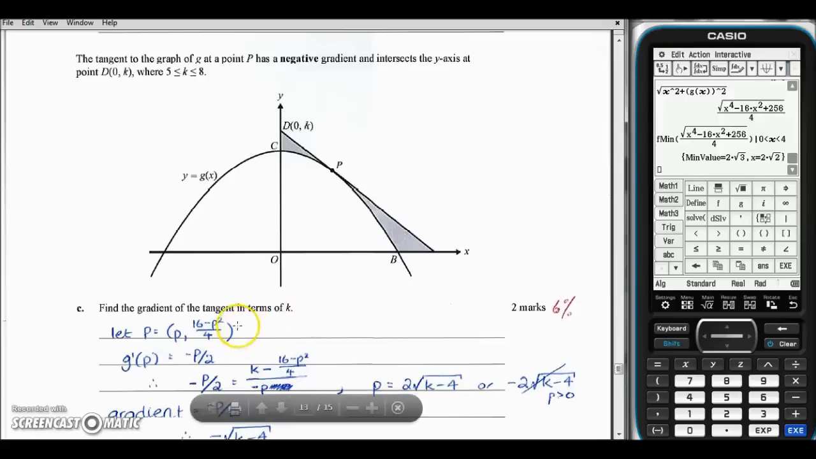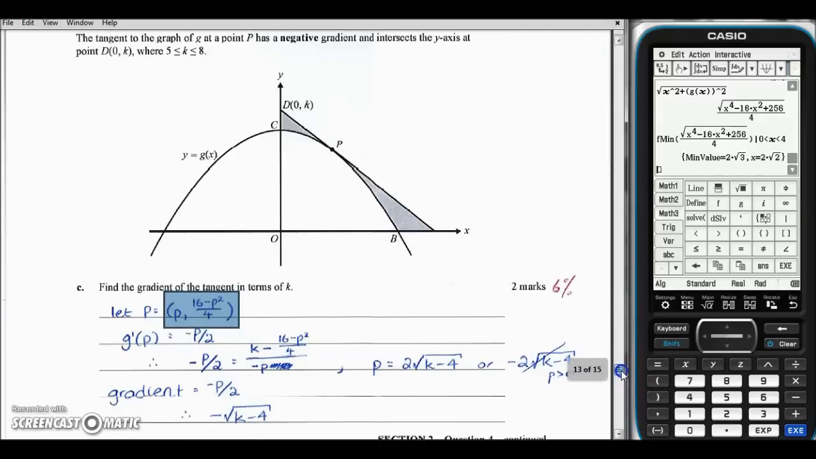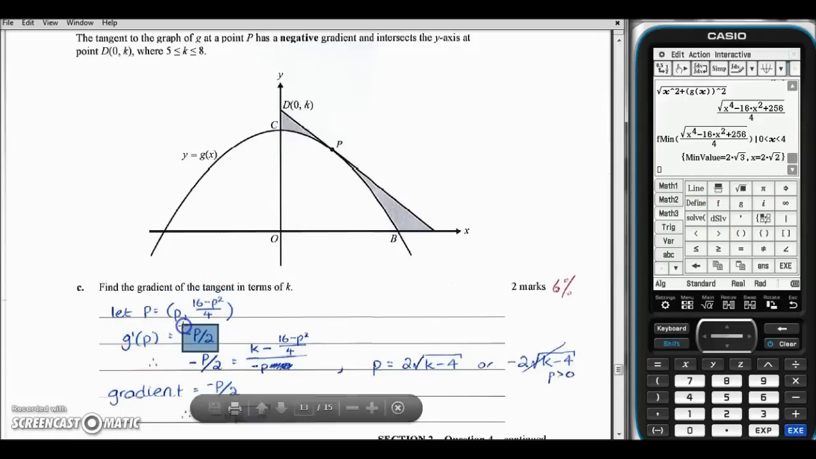So what we can do here, and the examiner's report suggested you do the same thing, is just let this point P be (p, 16 minus p squared on 4). So instead of x, we're just calling it the point p, which gives you made up coordinates for capital P. So we already know that the derivative of g is negative x on 2. So at the point P, the derivative is negative p on 2.